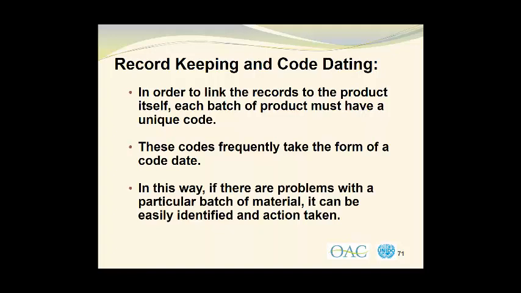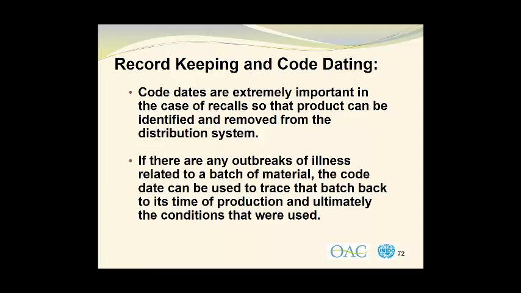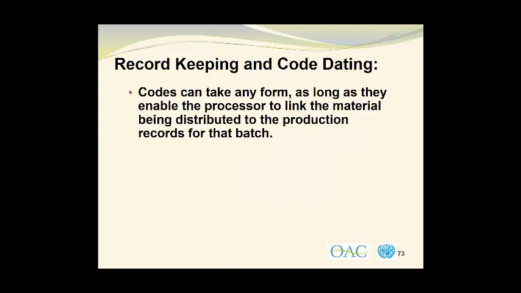In this way, if there are problems with a particular batch of material, it can be easily identified and action can be taken. Code dates are extremely important in the case of product recalls, so that product can be identified and removed from the distribution system in a quick and orderly fashion. If there are any outbreaks of illness related to a batch of material, the code date can be used to trace that batch back to its time of production and ultimately the conditions that were used.